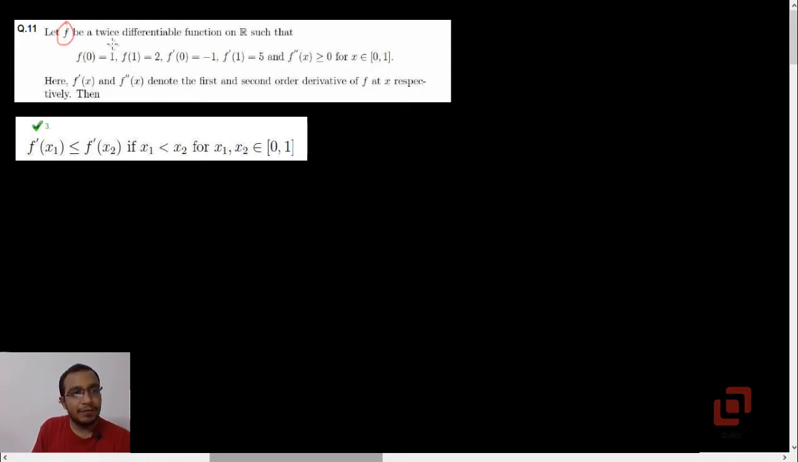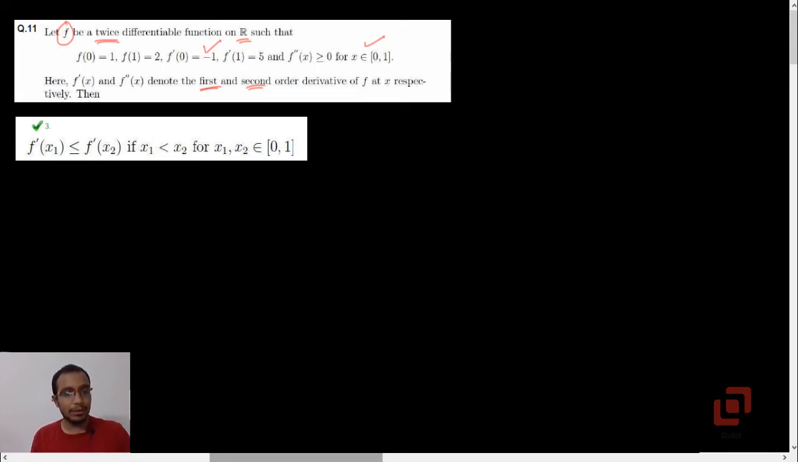So let f be a twice differentiable function on R such that f of 0 is 1, f of 1 is 2, f dash of 0 is minus 1, f dash of 1 is 5, and f double dash of x is greater than or equal to 0 for x in the closed interval 0 to 1. Here f dash of x and f double dash of x denote the first and the second order derivative of f at x respectively, then.